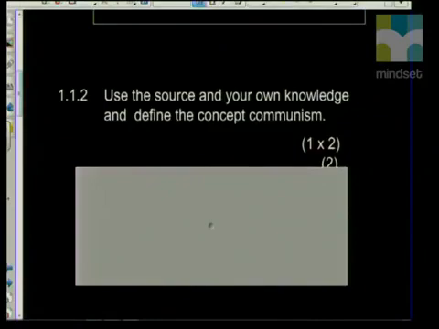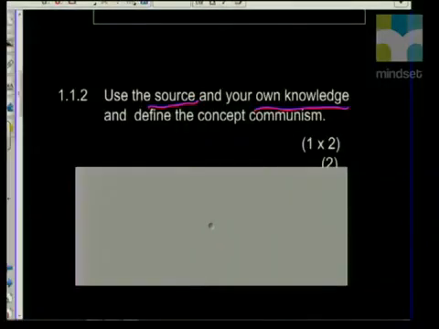I'm going to quickly underline those 2 instructions because they're very important. So you are using the source and your own knowledge. In your response, please make sure that you have used both, because the answer will not only come from the source, but you have to have studied this section as well. You need to know exactly what the event was about. So you need to define the concept of communism.